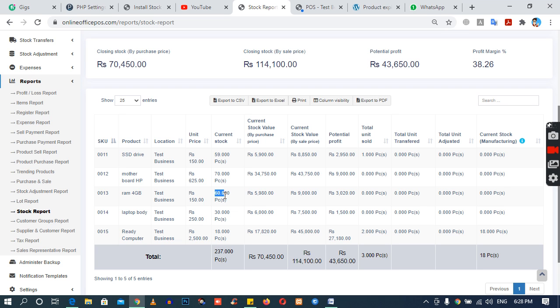The item stock was already deducted, already used for production, so it is not going to decrease. I individually sell this item, so it is going down. Okay, look at this current stock value, potential profit, and current stock manufacturing. This is the manufacturing, this is stock manufactured. So when you create a production, the stock will automatically be deducted and create a production stock.